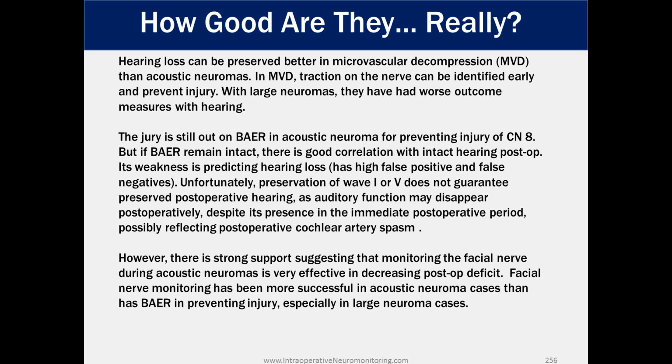Unfortunately, preservation of waves 1 and 5 does not even guarantee preserved postoperative hearing, as auditory function may disappear postoperatively, despite the presence of waves in the immediate postoperative period, possibly reflecting postoperative cochlear artery spasm. So it's the artery spasms that we have to worry a lot about. Besides the retraction, it's the artery spasms that are the most likely cause of deficits.